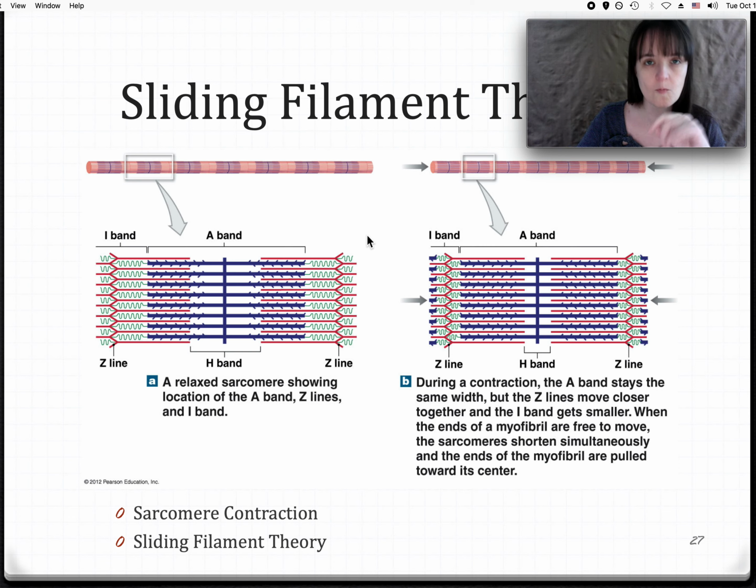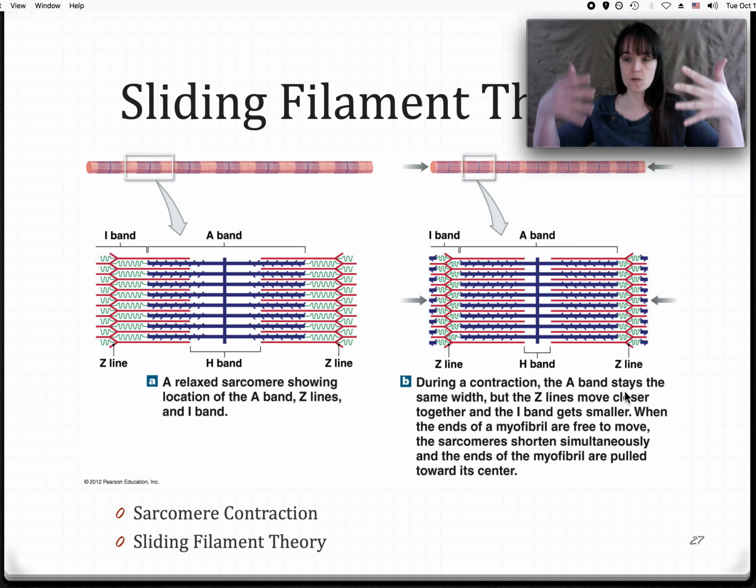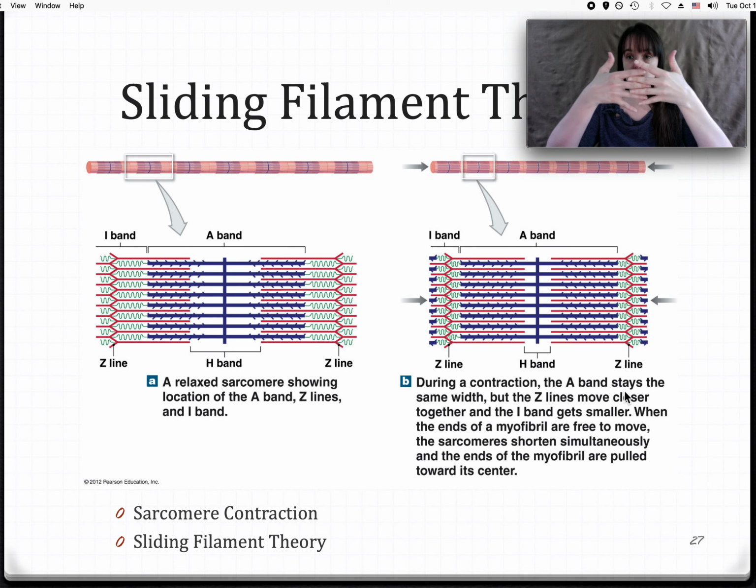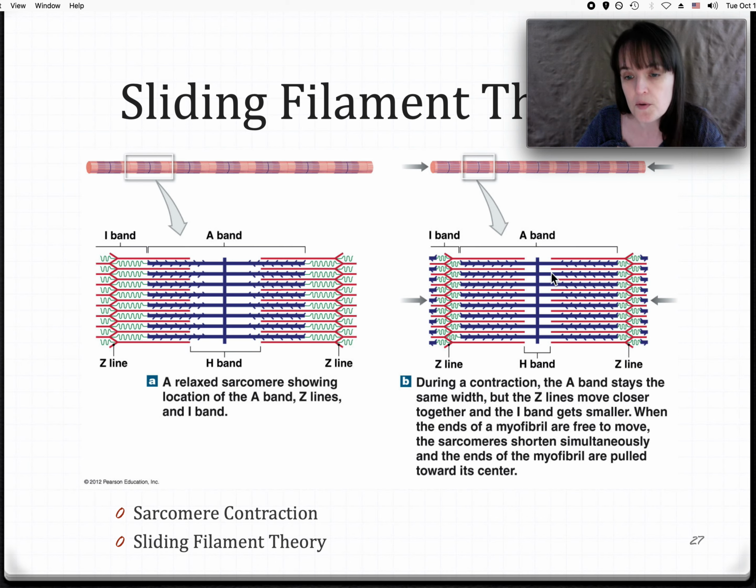So here's a relaxed sarcomere. You can see the A band, the Z lines, how far apart they are, how thick the H band is, how big the I bands are. And then here you see a contracted sarcomere. What's happened is the Z lines are pulled together, so you have a smaller H band and a smaller I band. And what about the zone of overlap? The zone of overlap is way bigger, right? The I band is definitely smaller.